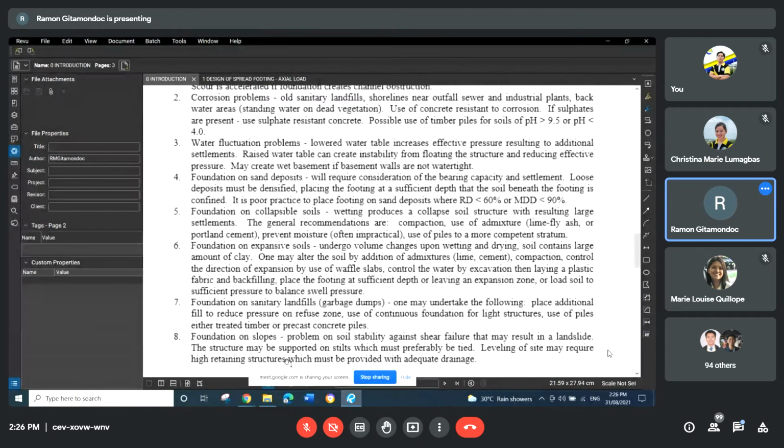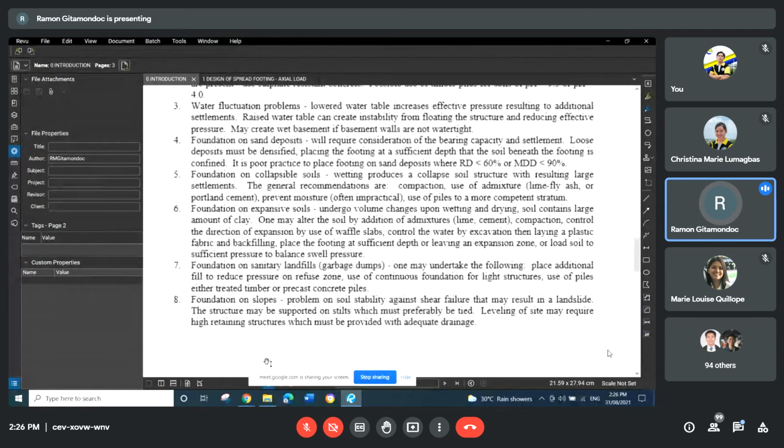Now, for a structure founded on or situated in slopes, you can connect the footings together by means of tie beams, or you consider leveling of the site, but that may require high retaining structures, which must be provided with adequate drainage.